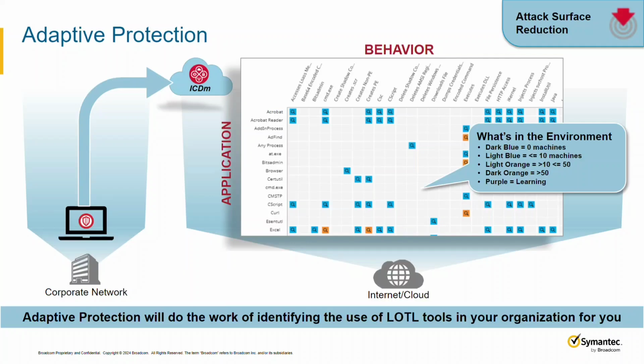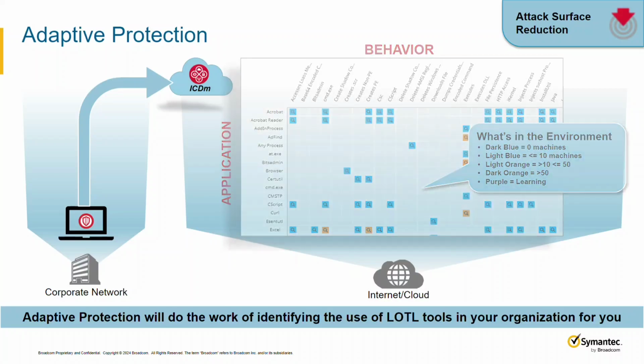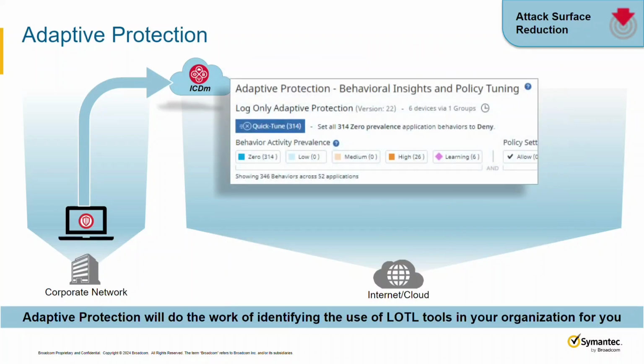You can use adaptive protection to reduce the attack surface by blocking behaviors that these trusted applications never use in your environment. To protect an enterprise against living off the land attacks, Adaptive Protection uses a rich behavioral analysis engine as well as global threat telemetry and expertise.